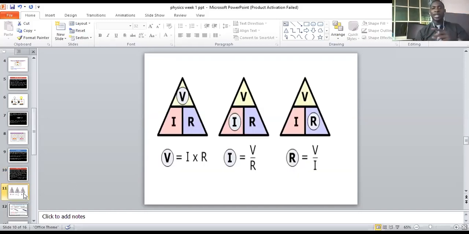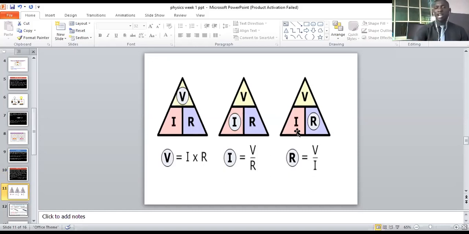You can draw a triangle like this and separate it into three parts. You have V, the voltage, at the top. V equals IR. Here, I is circled, that is I equals V over R. And here, R is circled, that is R equals V over I. Where V is the voltage, I is the current, and R is the resistance.